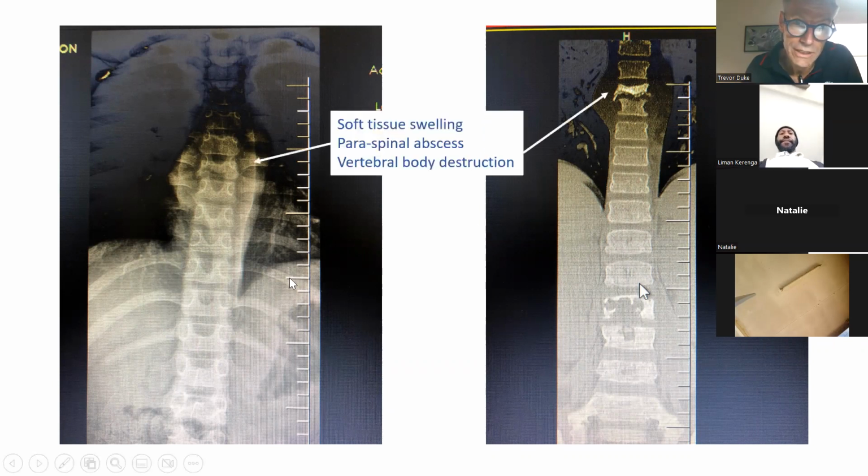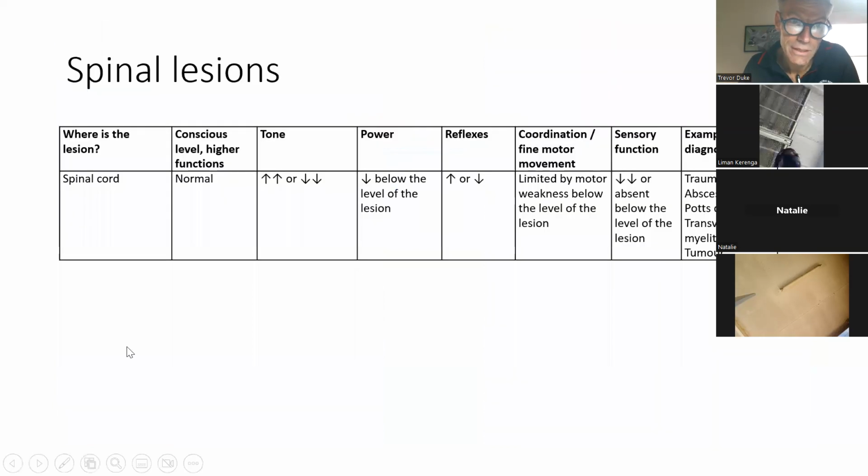Now, this boy had a paraspinal abscess. So you can see the soft tissue swelling, and he had a paraspinal abscess and vertebral body destruction. So like osteomyelitis of the vertebral body with a paraspinal abscess causing spinal cord compression. And so by working out exactly where the problem is, you can tailor your investigations to find out what the problem is.